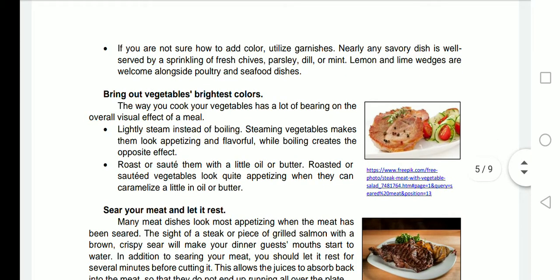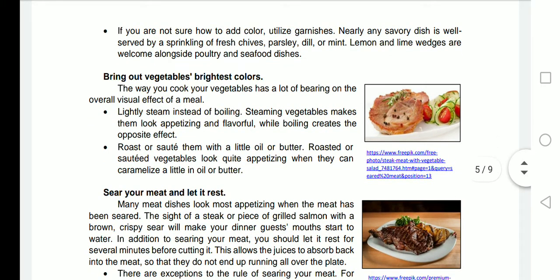If you are not sure how to add color, utilize garnish. Nearly any savory dish is well served with a sprinkling of fresh chives, parsley, dill, and mint. Lemon and lime wedges are welcome alongside poultry and seafood dishes because they add a different color above those things that you want to serve. The next step is to bring out the vegetables' brightest color.